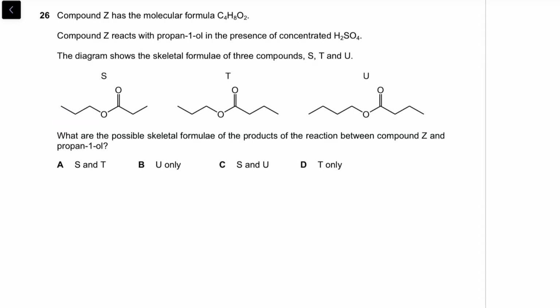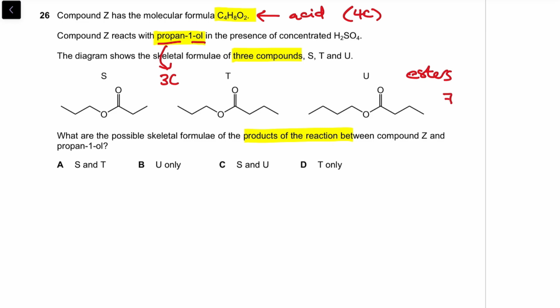Question number 26. Compound Z has a molecular formula C4H8O2. Compound Z reacts with propanol in the presence of concentrated sulfuric acid. The diagram shows the skeletal formulae of 3 compounds. What are the possible skeletal formulae of the products of the reaction between compound Z and propan-1-ol? If we take a look at our 3 skeletal structures, we can see that they are all esters, because an alcohol has reacted with a carboxylic acid. The carboxylic acid contains 4 carbons, and propan-1-ol is an alcohol that contains 3 carbons. So our ester should have a total of 7 carbons.